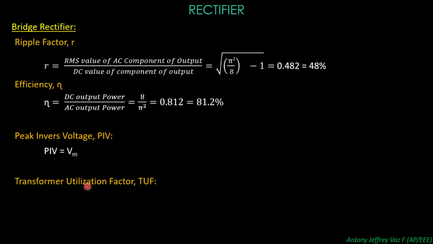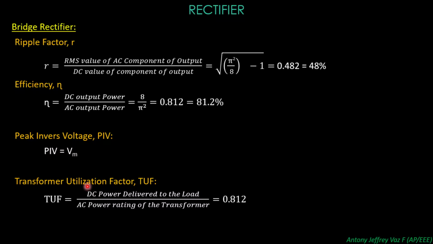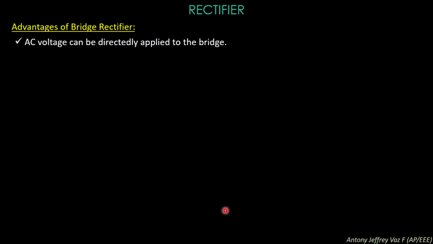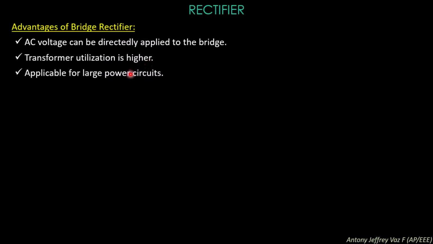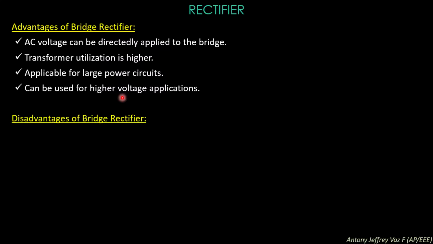Similarly, the transformer utilization factor TUF, the DC power delivered to the load divided by the AC power rating of the transformer, will be 81.2%. So the advantages of bridge rectifier: AC voltage can be directly applied to the bridge. Transformer utilization is higher, it is applicable for large power circuits, and can be used for higher voltage applications.